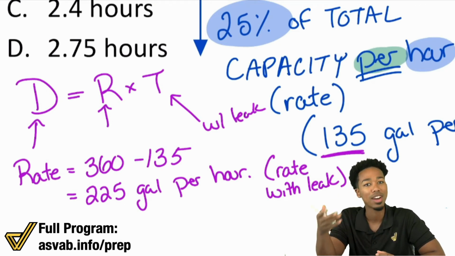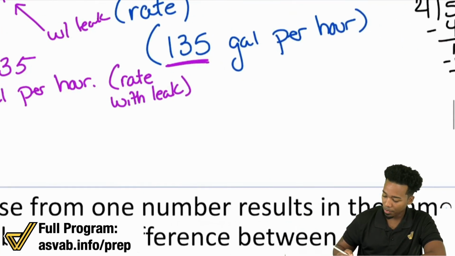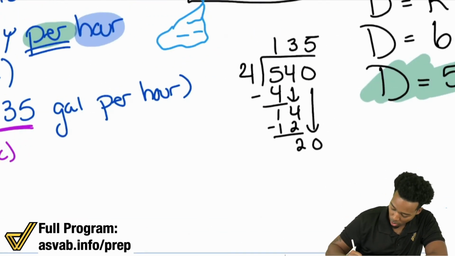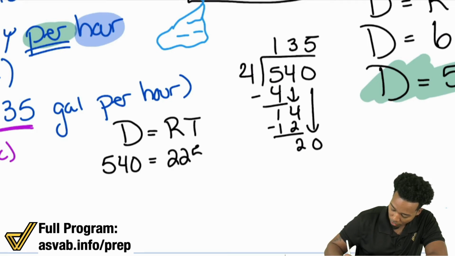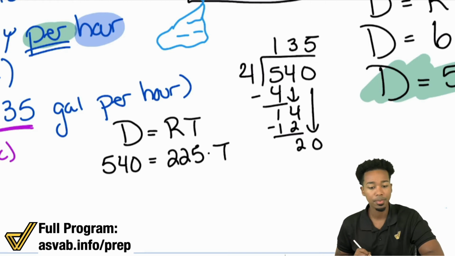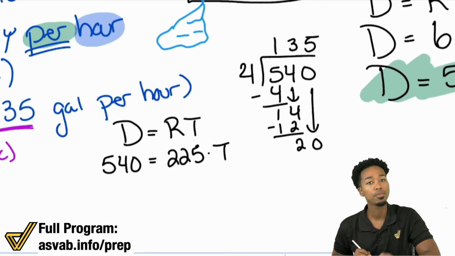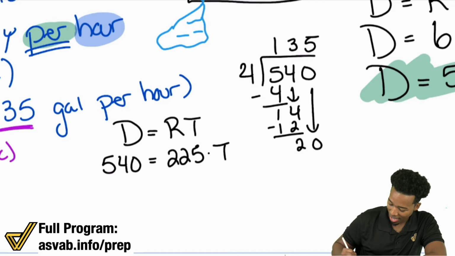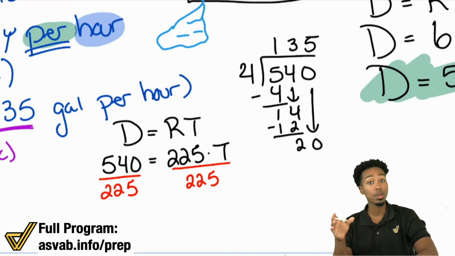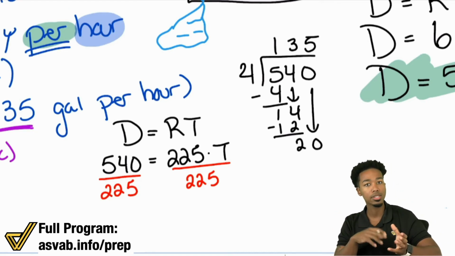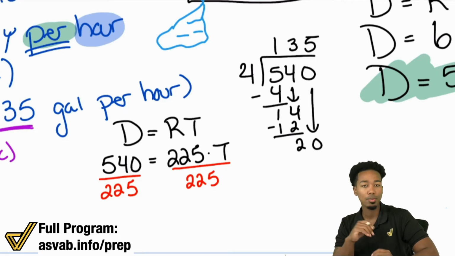And now we can find the time because we're going to apply the distance, rate, time formula. So I'll go ahead and apply the final formula right here. D equals RT. Again, with the leak, we have 540 total gallons, 225 gallons per hour times time. The only thing we must do now, my party people, is divide both sides by 225, and we have our final answer. So I know I did a lot of explaining, but hopefully that gives you a better sense of understanding that this was a rate problem, but it was mixed in with percents and a little bit of unit conversions. That's what made this pretty tough.